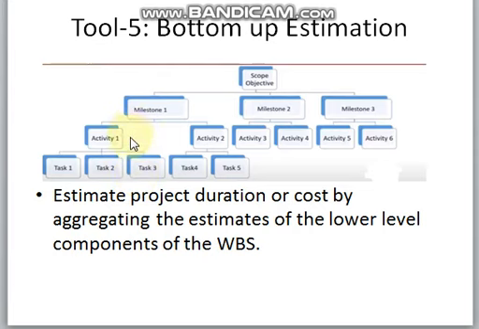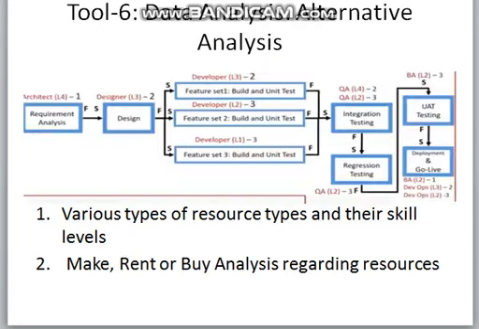Now by aggregating or summing up the cost or duration estimates for activity 1 and 2, we will get the cost estimation and the duration for milestone 1. Likewise, aggregating cost and duration estimates for milestone 1, 2 and 3 will give you the duration and the cost estimates for the project scope objectives.